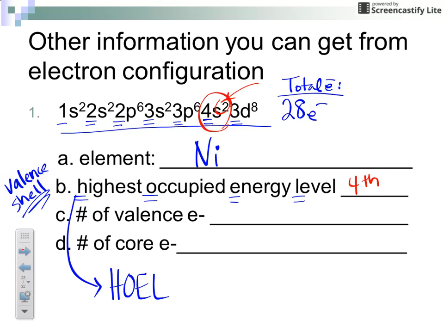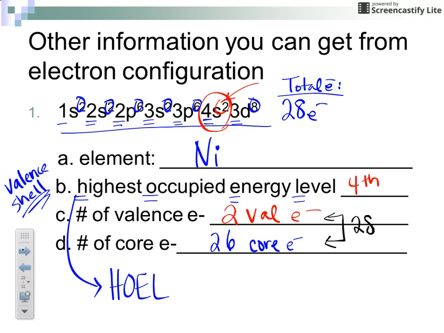So there are 2 valence electrons. That means the rest of the electrons are the core electrons. So if you were to add up the rest of the electrons, the other superscripts, you'd add 8 plus 6 plus 2 plus 6 plus 2 plus 2. That's going to give you a total of 26 core electrons. What you want to recognize here, y'all, is these 2 numbers have to add up to the total 28 that we got up here. Okay? So 2 valence, 26 core.